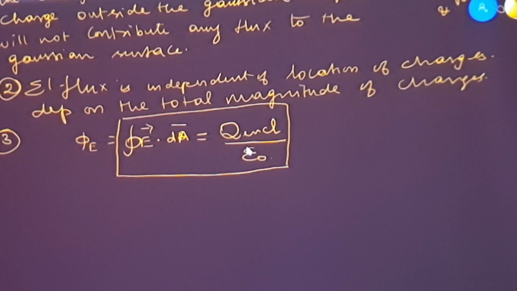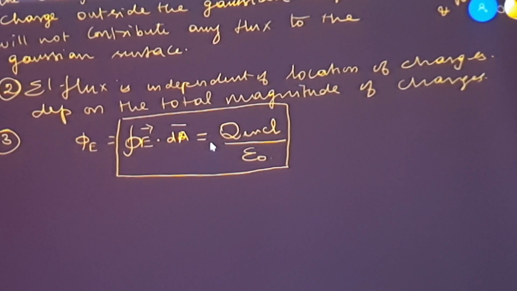Now, consider this equation, both the left hand side and the right hand side. The E vector on the left hand side of this equation is due to all the charges available. But on the right hand side, you have Q enclosed. This Q enclosed is only due to what? Only due to the charges inside the sphere or inside the Gaussian surface. So that is considered to be point number 3.